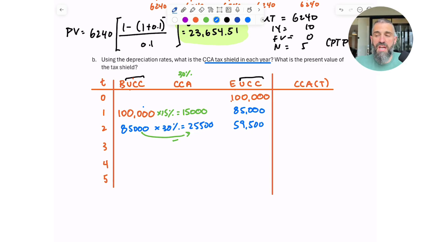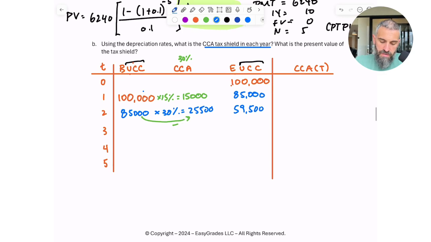And because I asked you for the CCA tax shield in each year, we're going to complete the table. Now, on an exam or in a larger NPV question, you very often do not have to do each year. But you should know how to. Like if I were to say, what is my CCA in year 4? Well, you have to go through this process to get there. So we're going to fill up the entire table just for practice.